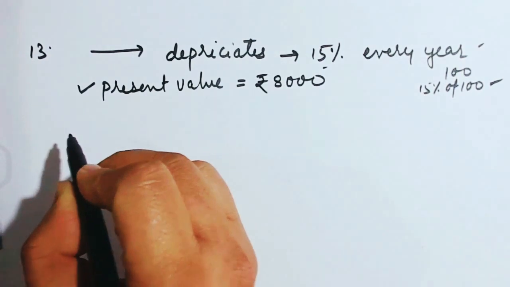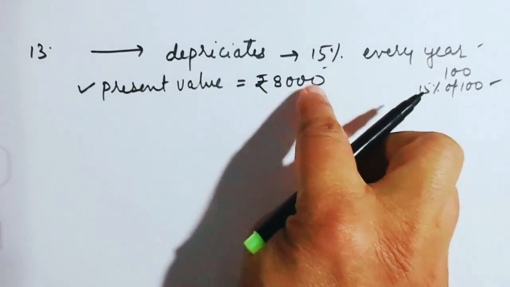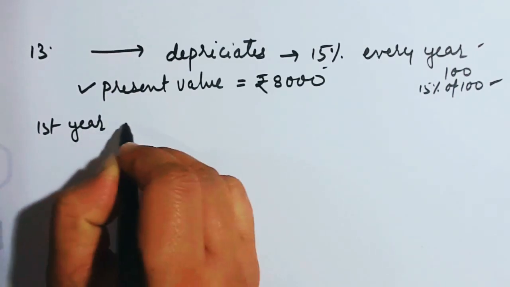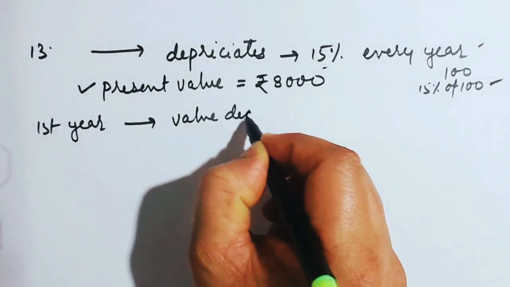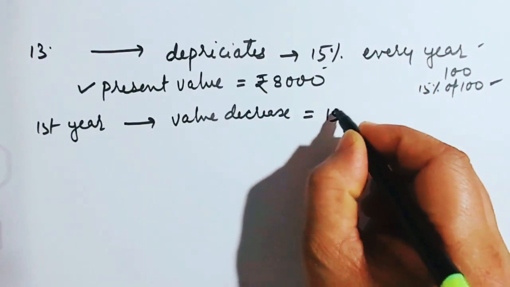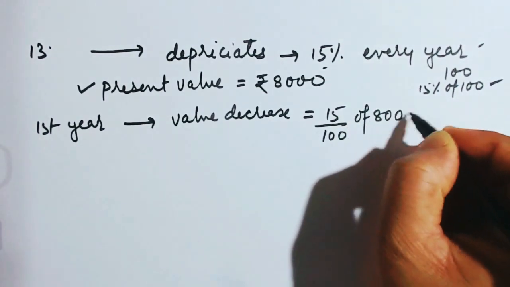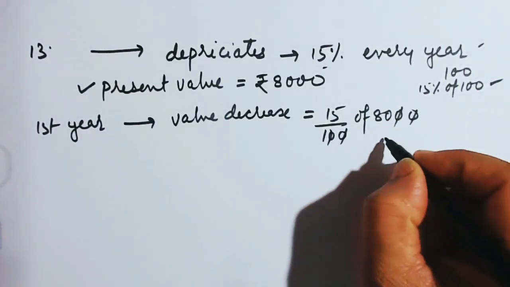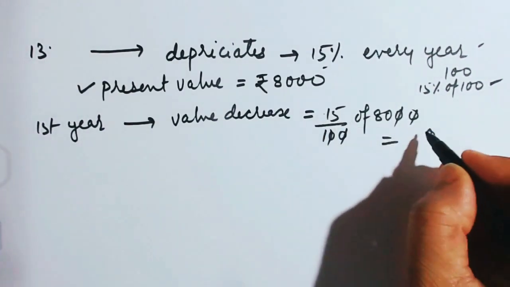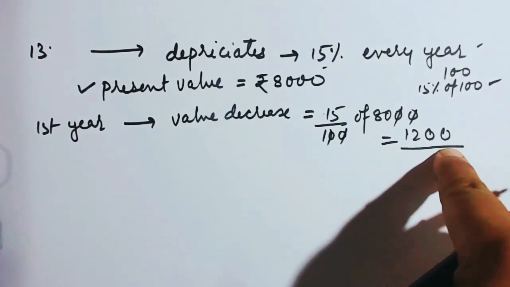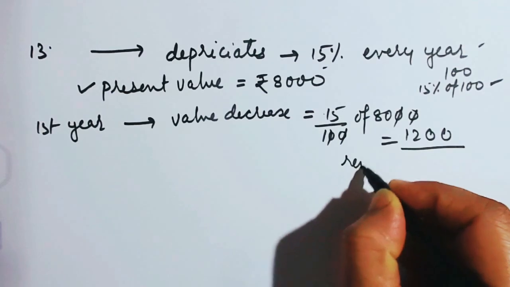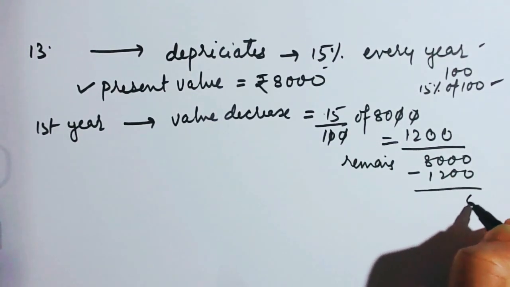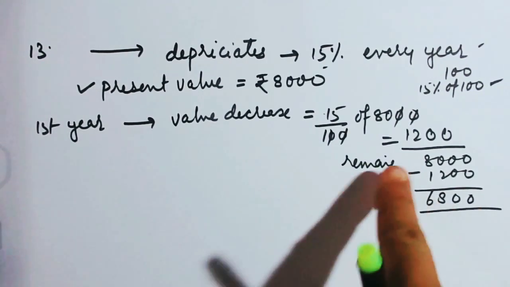Present value means the value after depreciating. If the present value is this much, then in the first year how much value will decrease? The value decreased will be equal to 15% of 8000. Let's multiply. On multiplication, 85 times 40, 1200, this much the value decreases. So it remains 8000 minus 1200. This is the amount left by the end of the first year.